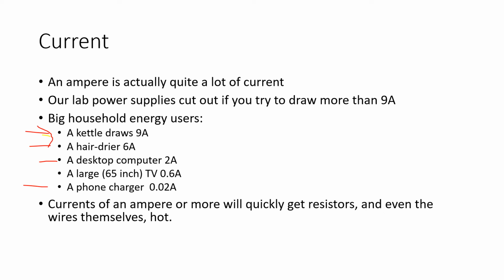As a consequence, big currents will get a resistor really quite hot. So you'll probably notice that when you do experiments involving resistors, the resistors heat up very fast, and you have to be careful of them or you burn yourself. And if you run a big current for any length of time, you'll even get the wires hot. Even though we've got 2.5 mil wires, which are actually quite thick wires, and copper's very good at conducting electricity. Even allowing for all of that, the wires themselves will get hot because an amp is a big current.